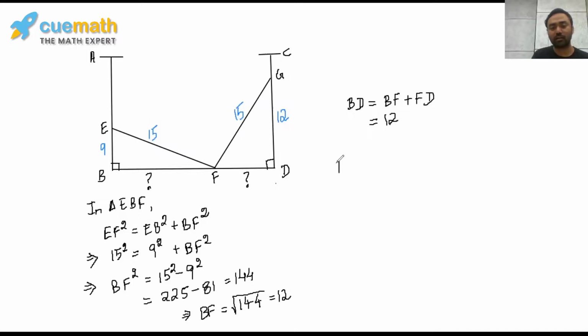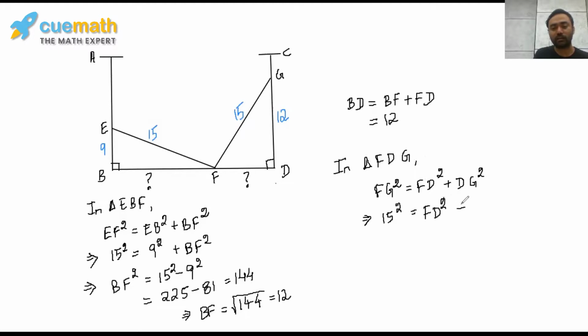Similarly, let's again use the Pythagoras theorem in triangle FDG, which is again a right angle triangle, and here the hypotenuse is the side FG. So FG square equals FD square plus DG square. Let's substitute the values here as well. So FG square is 15 square, equals FD square, which is the unknown, so we'll keep it as FD square, plus DG square, which is 12 square.